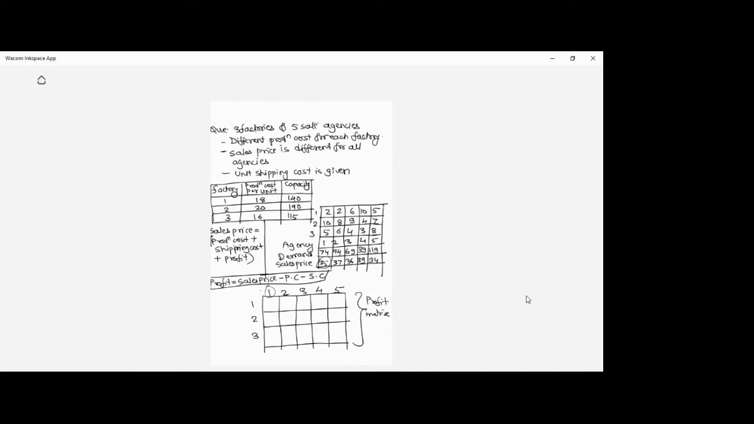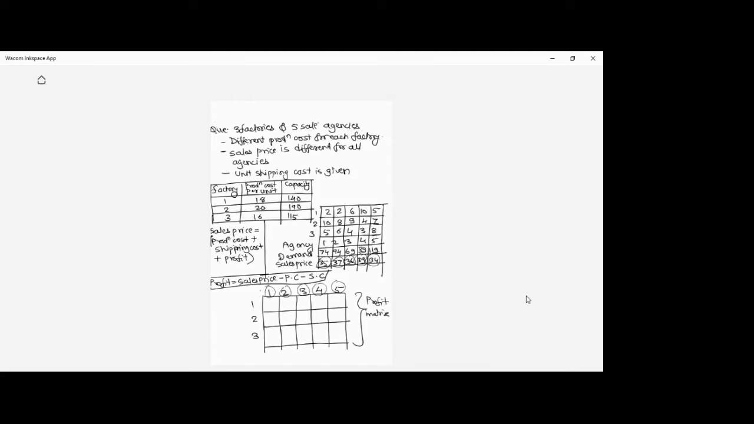Now for column 2, the sales price here is 37. So for the entire column 2, the sales price will be 37. For column 3, it will be 36. For column 4, it will be 39. And lastly, for column 5, it will be 34.